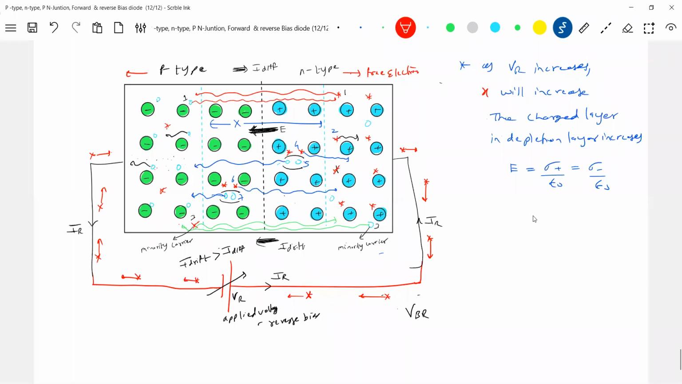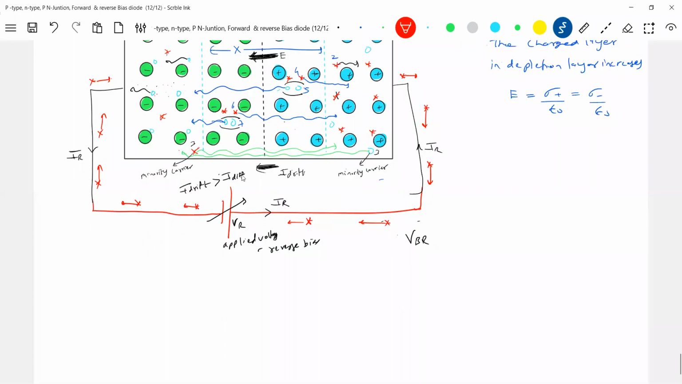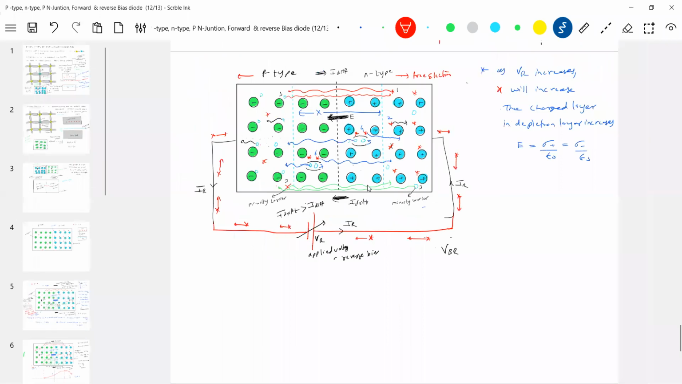If the charge density increases, definitely E will increase. If E increases, what will happen to these electrons, the minority carriers? They'll experience a large amount of force, no? So let's get into the topic. How that breakdown occurs is what I'm going to explain.